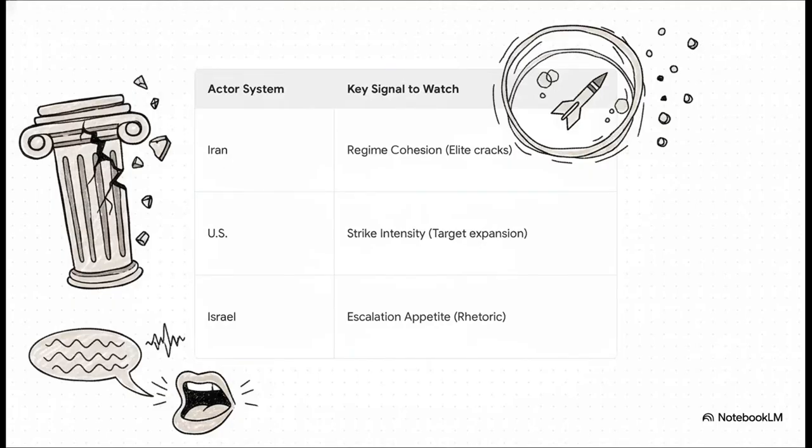So what exactly are we looking for? Well, for Iran, the most important internal signal isn't missile counts, it's regime cohesion. Are we seeing cracks forming among the elite? Are there sudden, unexplained shuffles in military leadership? For the US, we watch strike intensity. Are they hitting a wider range of targets? That tells you their strategy is changing. And for Israel, you just have to listen to the rhetoric. A change in tone from leaders can be a huge indicator of their appetite for escalation.